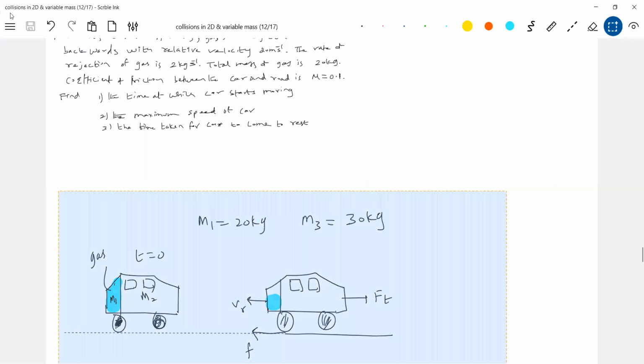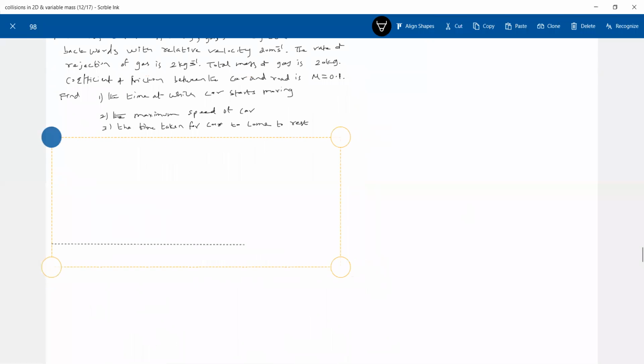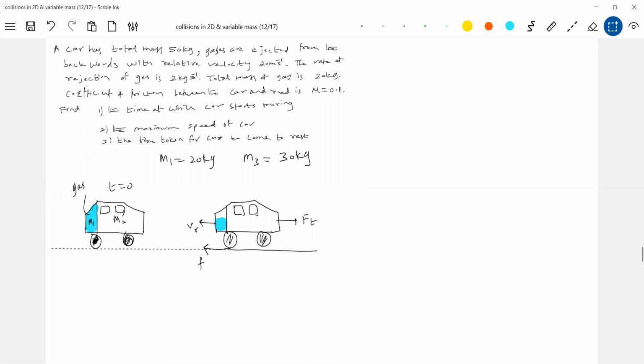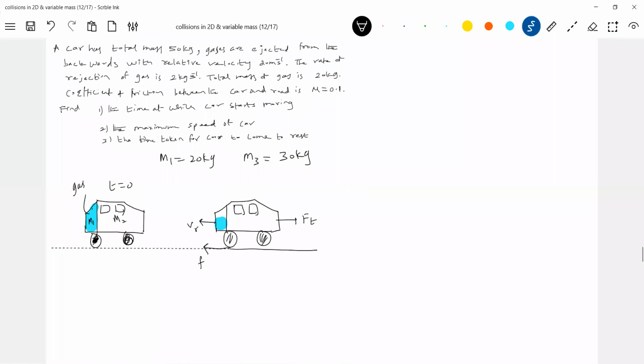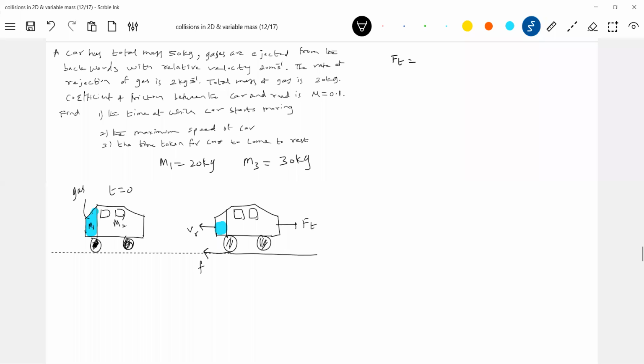How to do that? So let's calculate the thrust force. How much thrust force is acting, we'll calculate here. So now the car will move when F thrust is equal to limiting friction. So what is F thrust? F thrust should be equal to v_r dm by dt. Then this should be equal to mu times the mass of the car at any time t.